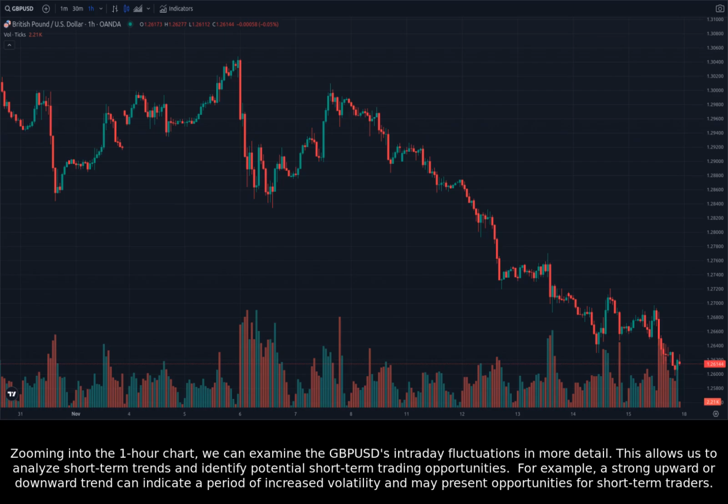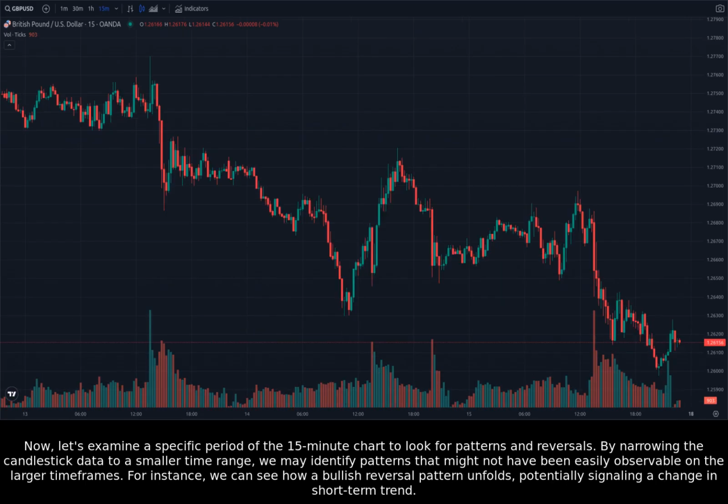Zooming into the 1-hour chart, we can examine the GBPUSD's intraday fluctuations in more detail. This allows us to analyze short-term trends and identify potential short-term trading opportunities. For example, a strong upward or downward trend can indicate a period of increased volatility and may present opportunities for short-term traders.